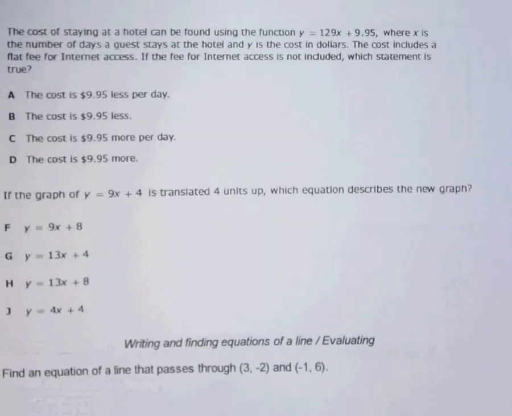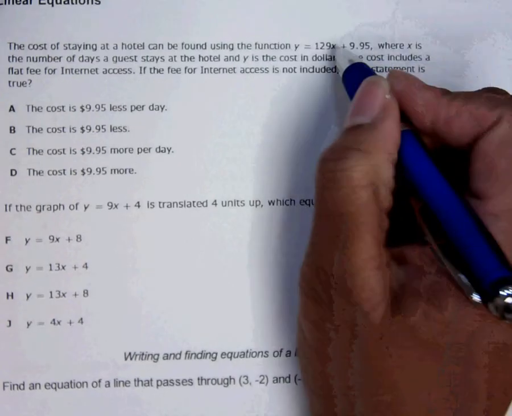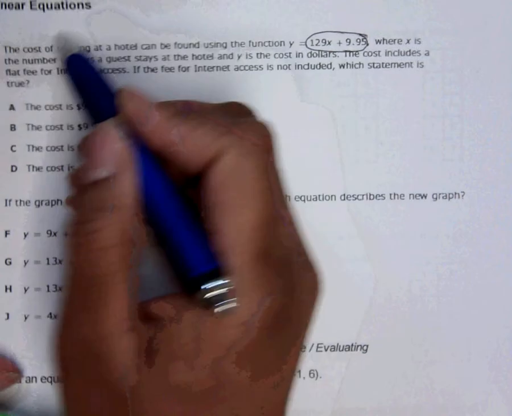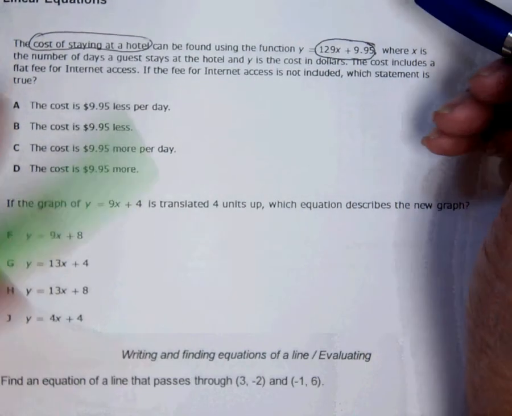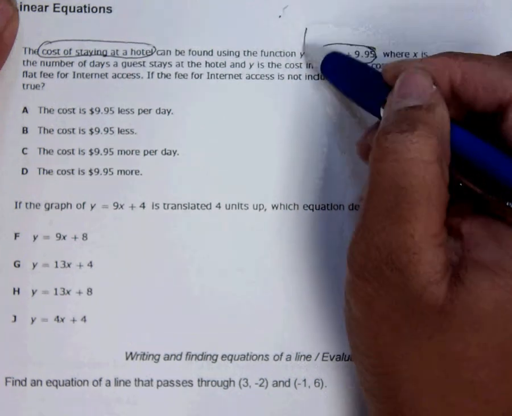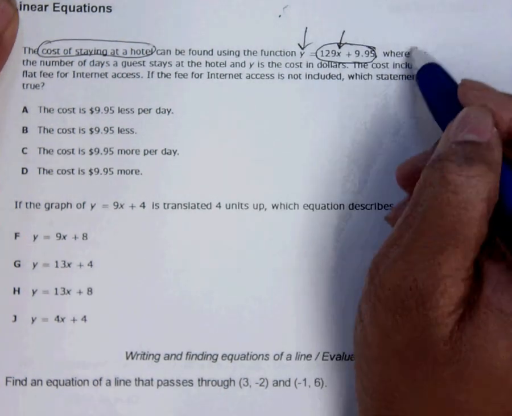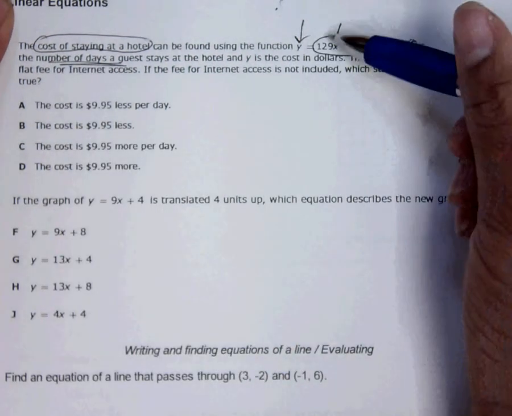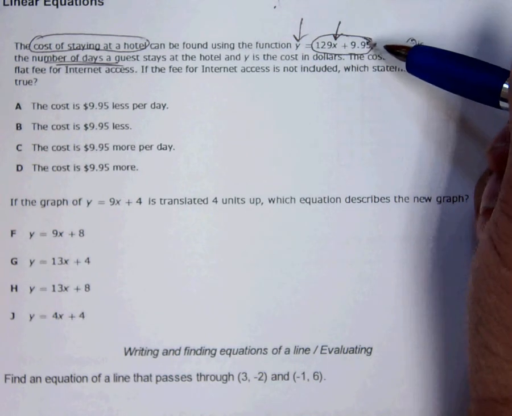The cost of staying at a hotel can be found using the function. We've done this one in class too. 129x plus 9.95 is what it says right here, the cost of staying at a hotel. And so the cost of staying at a hotel is going to be what y is. The x, however, it says it right there, x is the number of days. So $129 is the cost per day, and $9.95 is some one-time fee.